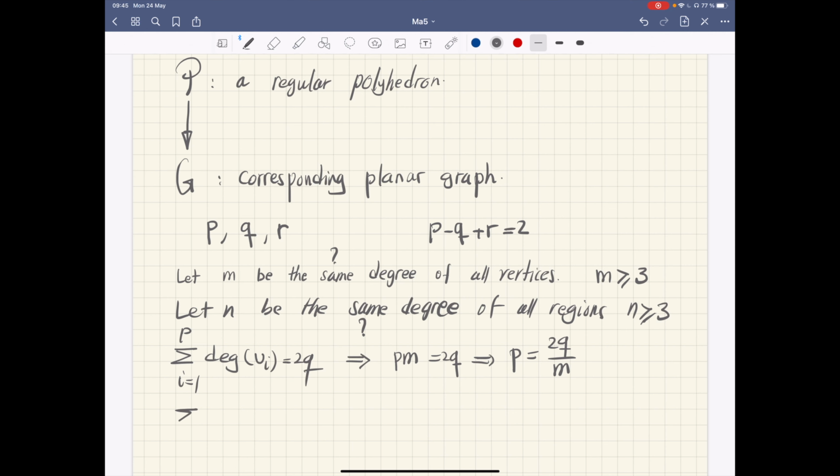And we also learned today that the sum of the degrees of all regions, i goes from 1 to r, is again 2q. We just learned this one today. On the other hand, the degree of all the regions is the same and equal to n. So the left-hand side can be written as r times n is equal to 2q. Agree? And then what does it mean? It means that r is equal to 2q over n. Is everything understandable? Of course, we are adding some imagination into it as well, but all of them can be made very rigorous.